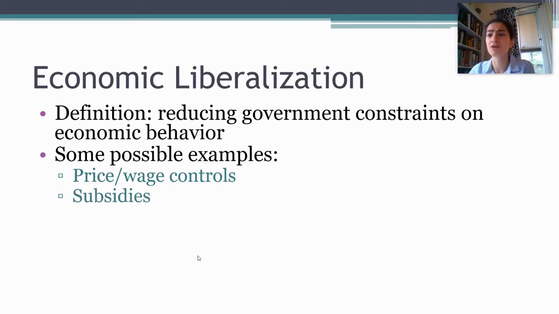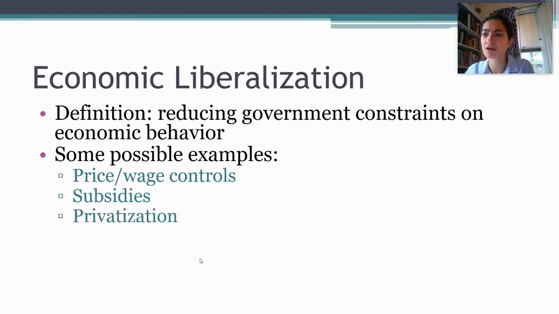A second example is that there's lots of countries that provide subsidies to their consumers. So the government just kicks in some money to lower the price of specific goods. In a lot of the countries we study, for instance, that's common in the energy sector. Gas is cheaper for consumers than it actually would be without those subsidies because the state kicks in money to make it cheaper. So if I want to liberalize my economy, I might reduce or abolish subsidies on particular goods.